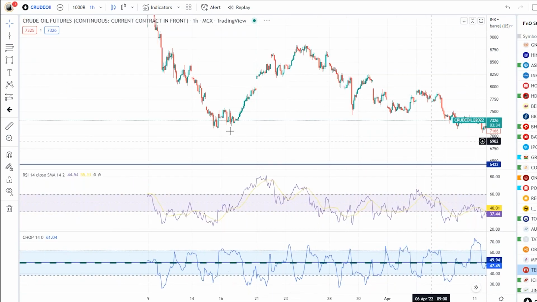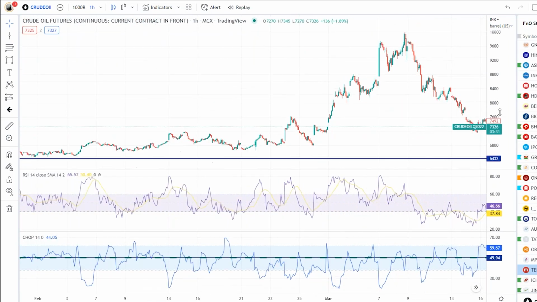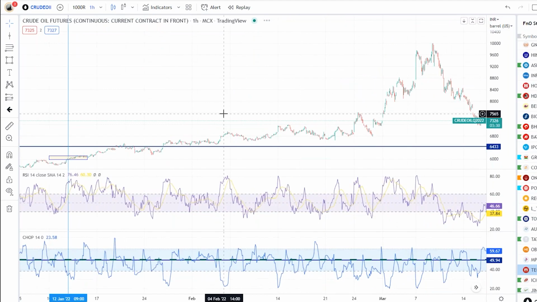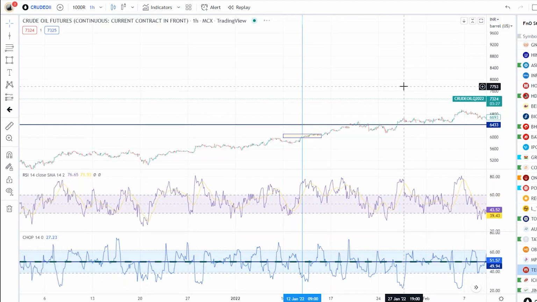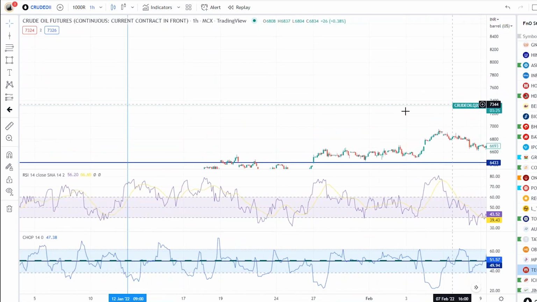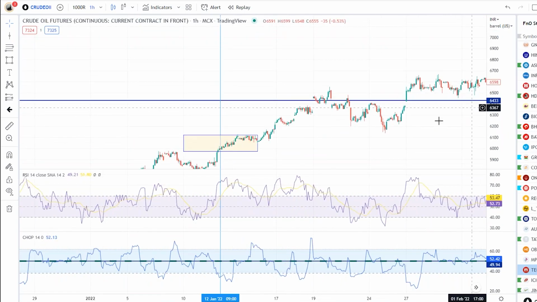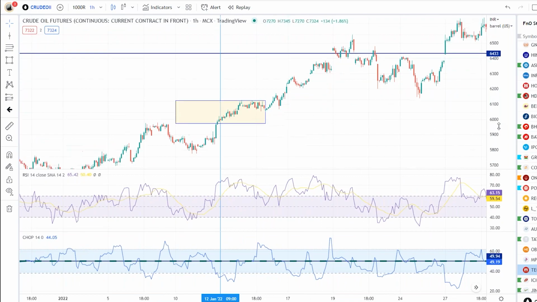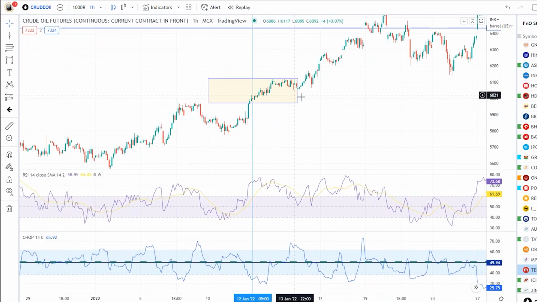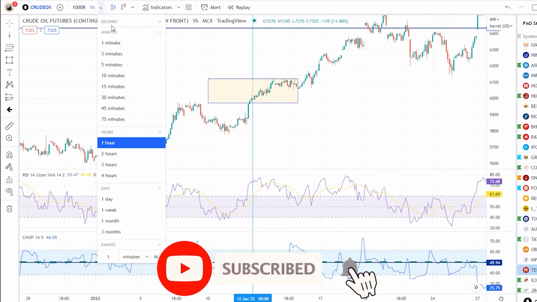Now in 1 hour also, I want a similar situation. I want RSI above 60 and choppiness below 50. In case I get all of it, then I will go for a buy. Okay. Now see, this is the place where we are. RSI here, a day before, 11th January, has gone above 40 and even choppiness has come below. That means the market has started trending from here itself. All right, now let's go down to a further smaller time frame.